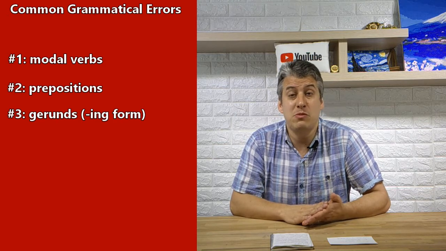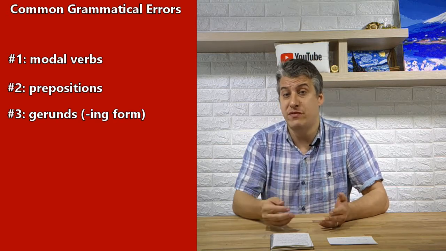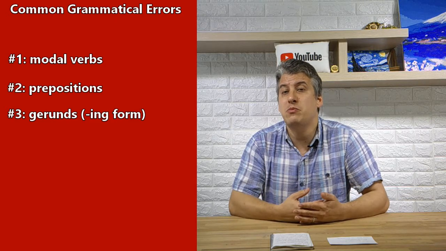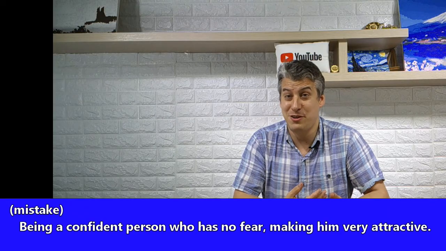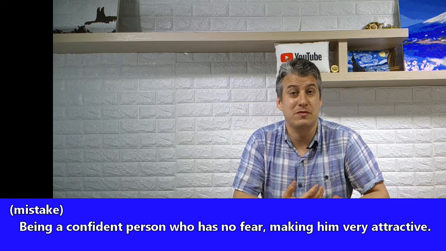But again, we're staying with the idea of using ing verbs or gerunds, and it's when we use them as a subject. So let me read you my examples. Can you tell me what the problem is? Being a confident person who has no fear, making him very attractive.